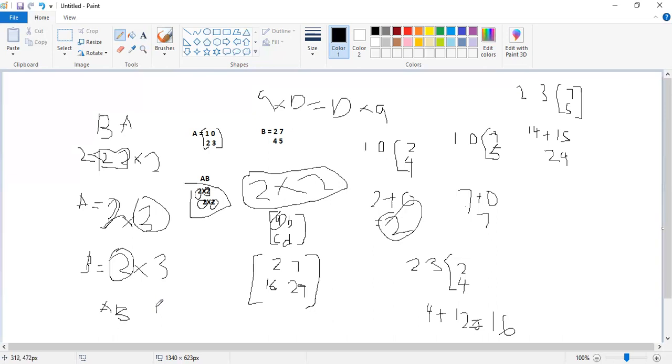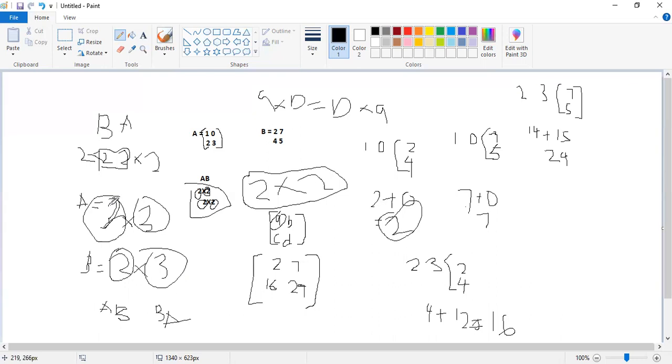So let's look at B and A. So now here B comes first. So the column of B is 3 and the row of A is 2. See that? So this scenario too cannot hold. Do you get it? So it's not in all cases that we can multiply.